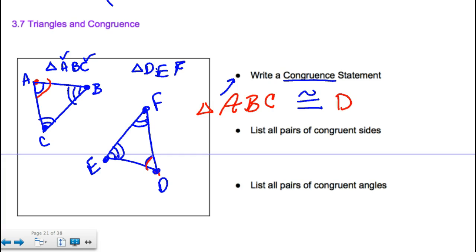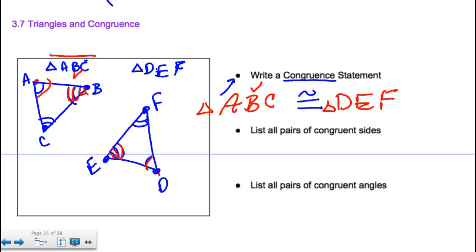D, and then B has 3, and E has 3. So I'd say E, F, and again, F. Nice. I would put a triangle in front. It says list all pairs of congruent sides. Now, I don't need to look at the picture for that.